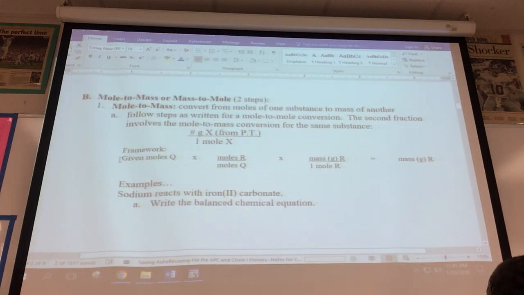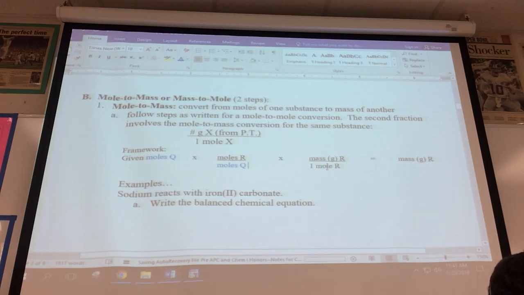Here, you'll see the same beginning point right here. If you're given moles of Q, you will first use the mole ratio to go from Q to R, and then this step right here, you already know how to do back from chapter 7. It's just a matter of integrating it in. This is right off the periodic table. Again, you will note that the mole ratio is the only place you have different substances.